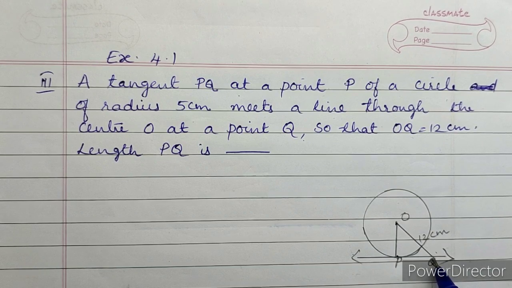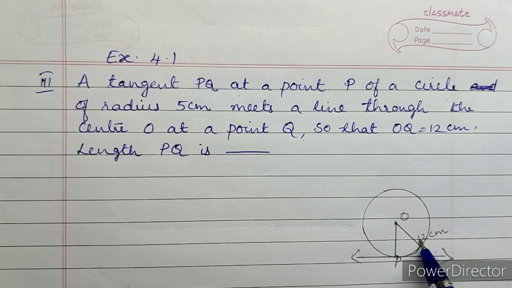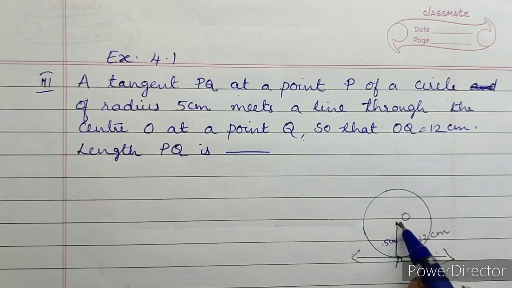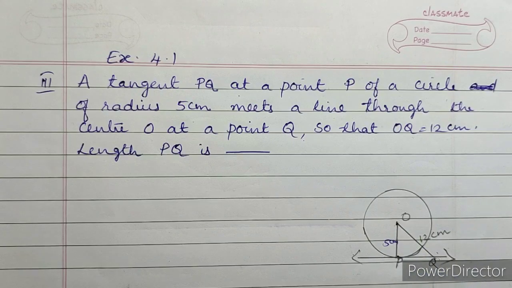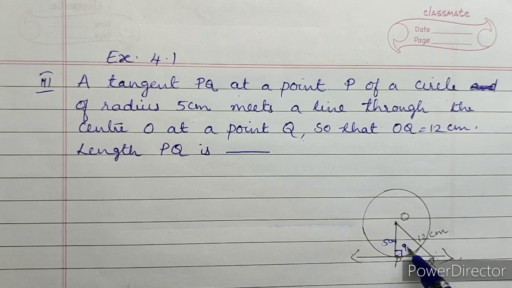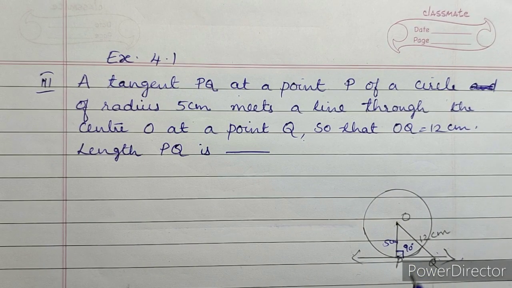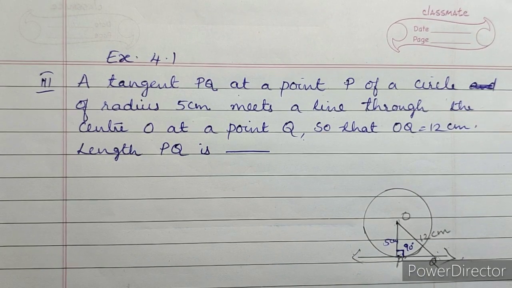And Q is another point. OQ length is given as 12 cm. OP is the radius. It is given as 5 cm. Given that PQ is the tangent, the tangent at the point of contact and the radius will be at 90 degrees. This you have now learned. Tangent and the radius at the point of contact are perpendicular, or their angle is 90 degrees. So you are getting one triangle, a right angle triangle here.